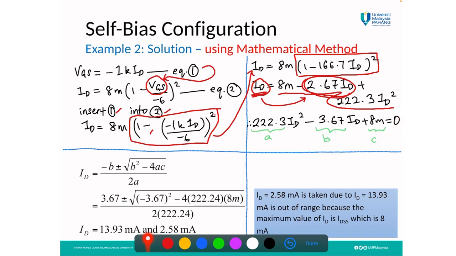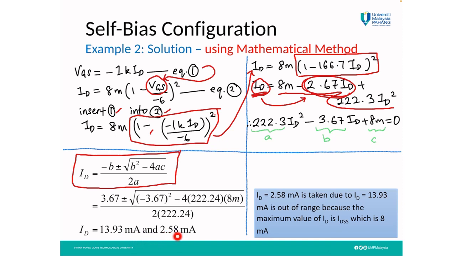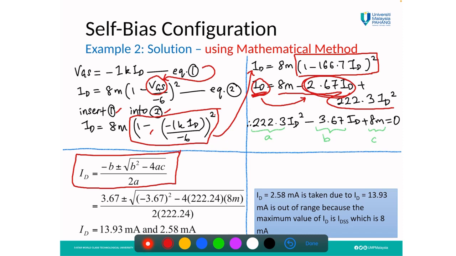Now this is a quadratic equation. The coefficient of ID squared is A, this is B, and this is C. To solve this equation, we use the quadratic formula. Insert A, B, and C here, then calculate. After I calculate, I get two ID values because we have a square here: ID equals 13.93 milliampere and 2.58 milliampere. This is ID number 1 and this is ID number 2.